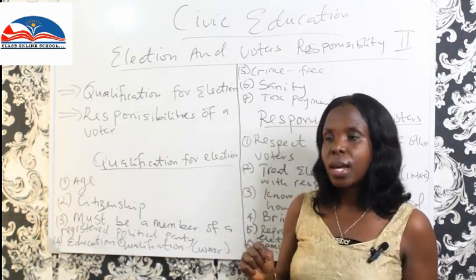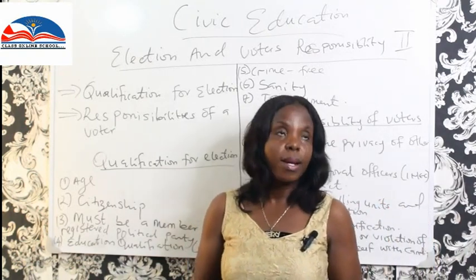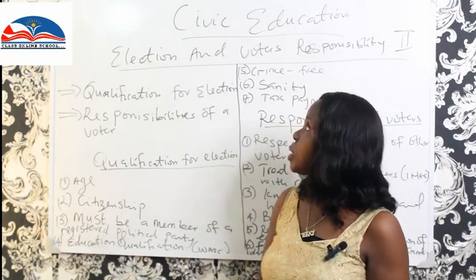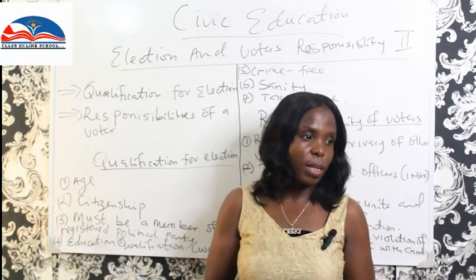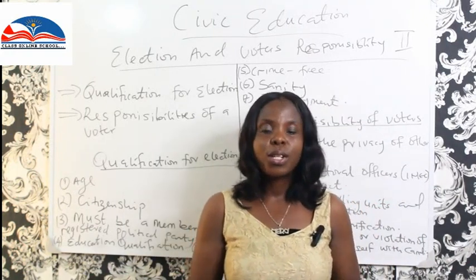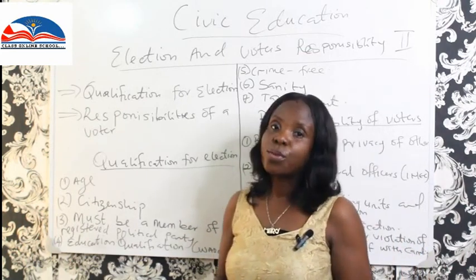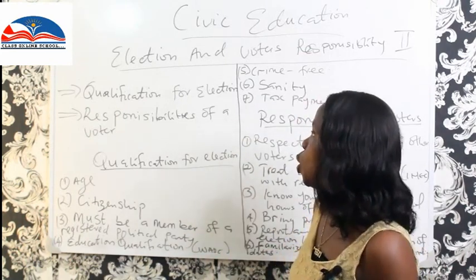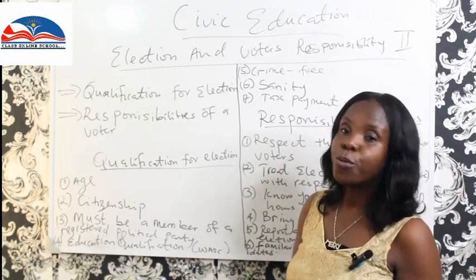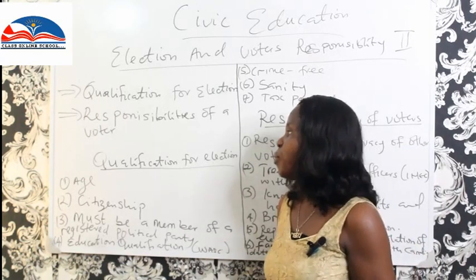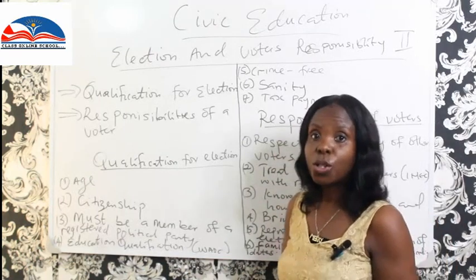Civic Education is a class, and we are continuing from our last class. We discussed election and voters' responsibility. In our class for today, we'll cover just two objectives: qualification for election and responsibility of a voter. Now, qualification for election, we are going to look at 7 qualifications.